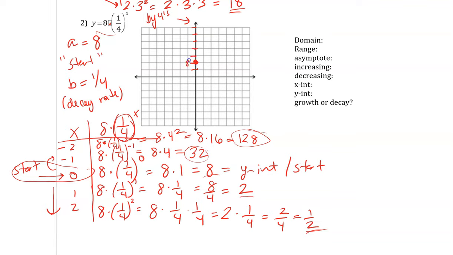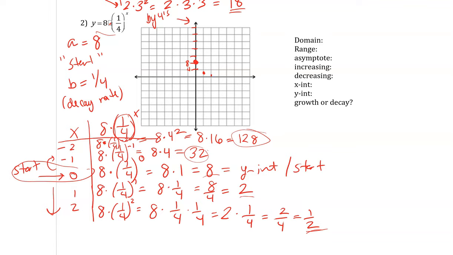Maybe I'll label that. And then when x was 1, y was 2, so that would be like right here, because this is 4, and 2 is half of that, so it'd be in between 0 and 4. And then when x was 2, y was 1/2, so that would be like way down there.